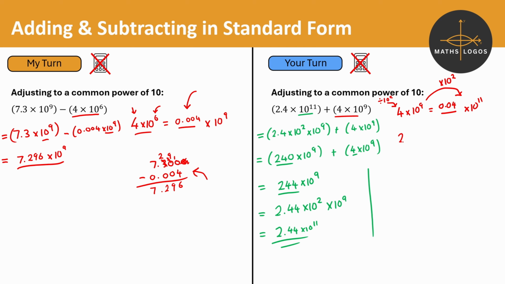Then I can add my numbers together. I've got 2.4 multiplied by 10 to the power of 11, and I can add on my 0.04 multiplied by 10 to the power of 11. And then I can just add my 2.4 and my 0.04 together, and that gives me 2.44 multiplied by 10 to the power of 11. So a little bit quicker than our other method, but also a little bit trickier at the beginning, I think.